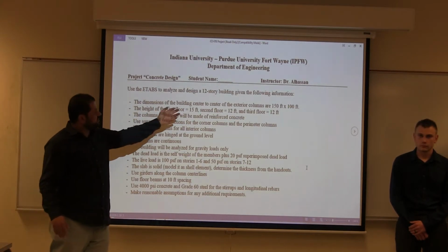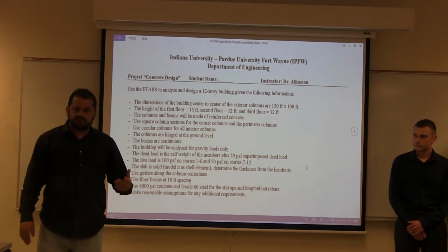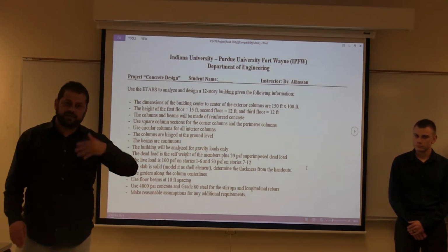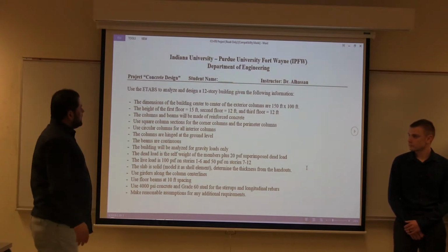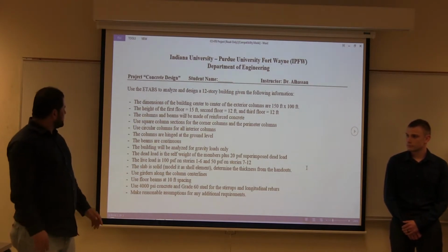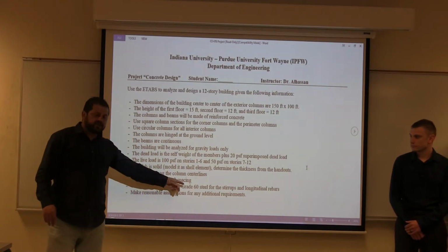The dimensions of the building center to center are 150 foot by 100 foot. The first floor columns are 15 feet high, the rest are 12 foot high. The columns and beams will be made of reinforced concrete, of course. The concrete will be 4,000 psi, the steel will be grade 60.